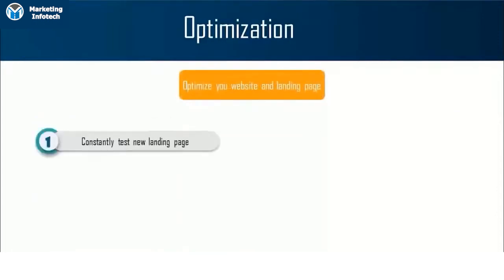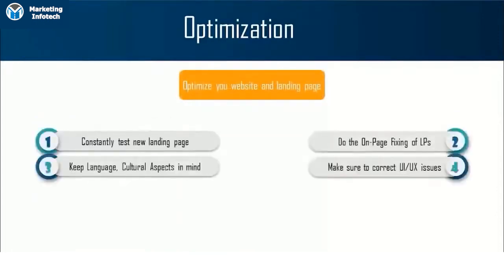Next point, optimizing your website and landing page. Again, constantly test new landing pages. One very important point here: Google puts a lot of importance on page speed, and Google always improves the quality of page speed. Google also gives a lot of importance to mobile page speed as well. You need to put importance on page speed.